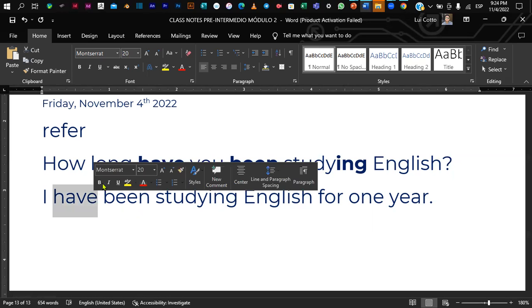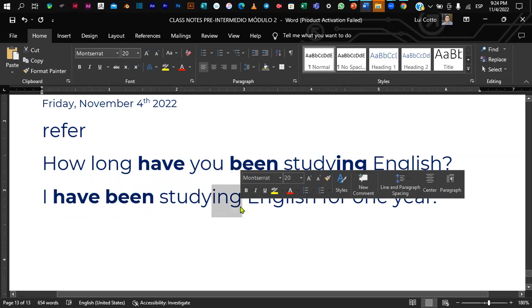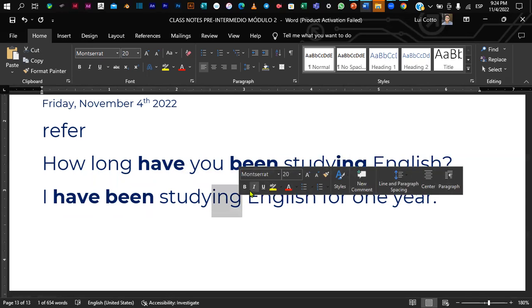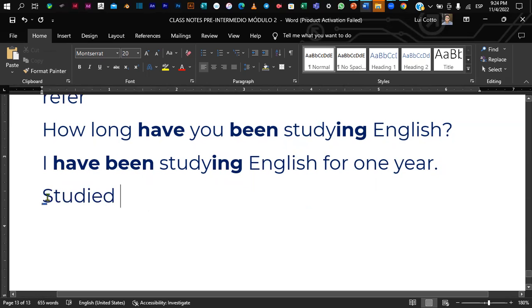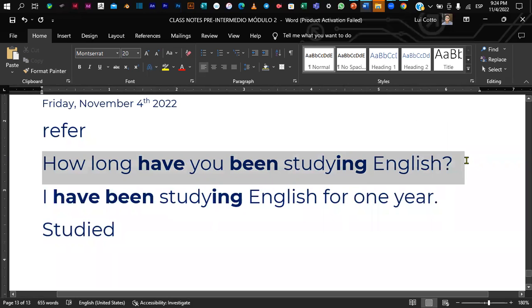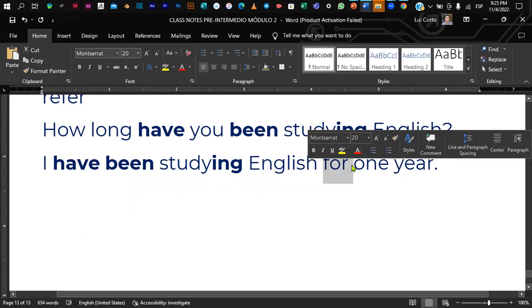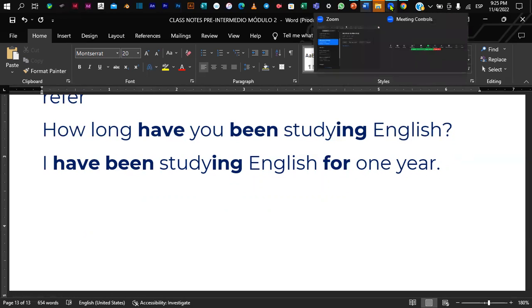Yes, you are using the auxiliary for the present perfect, you are using the participle, correct? And you are using the same verb in the progressive. Studying, ing. Because when you say studied, that seems simple past. Cuando dice studied, parece que es simple past. Pero aquí no va el simple past, right? Okay. No simple past. We don't need it. So, yeah, it is correct. I have been studying English for 1 year. And this sentence is correct. Okay, good.